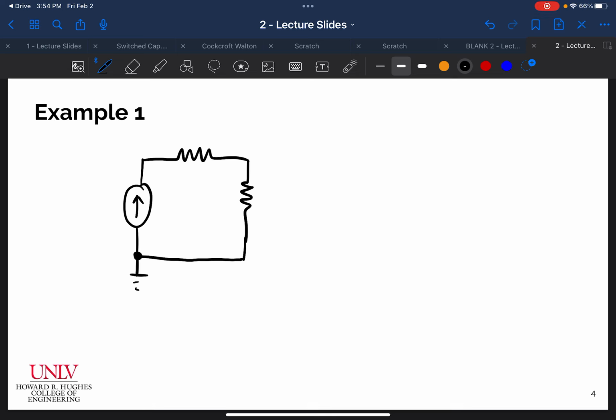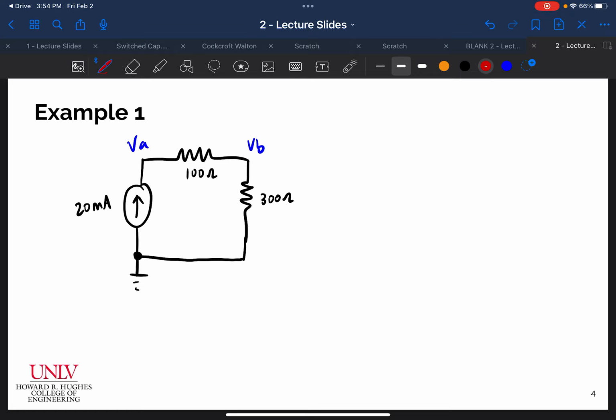Let's say this is a 100 ohm resistor, and this is a 300 ohm resistor. And let's say that I have 20 milliamps current flowing in this circuit. And I want to solve for VA and VB, okay?